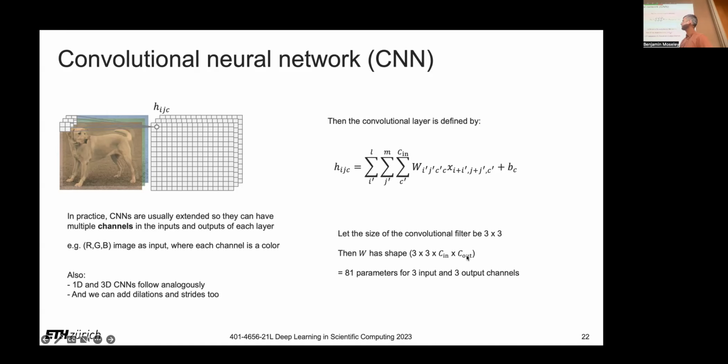So say, for example, we have 3 input channels and 3 output channels. Then C in, C out is going to be 3. So then we have 3 times 3 times 3 times 3, which is 81 parameters in our layer. And this is great because this allows each channel to learn maybe a separate feature of the inputs. So for example, this first channel might learn edges in the input, and maybe the second would learn different colors, for example.